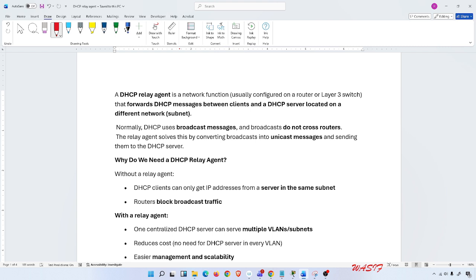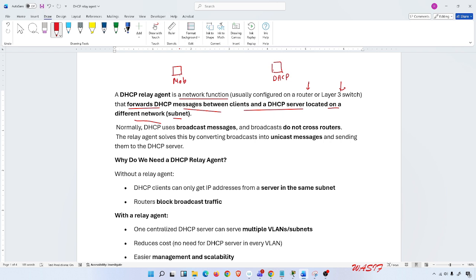A DHCP relay agent is a network function usually configured on a router or a layer 3 switch, something that has routing capabilities, that forwards DHCP messages between the clients and the DHCP server located on a different network or subnet. Very important: your DHCP client, let's say your mobile phone or your computer, and your DHCP server must be located in different networks. They cannot be in the same network.